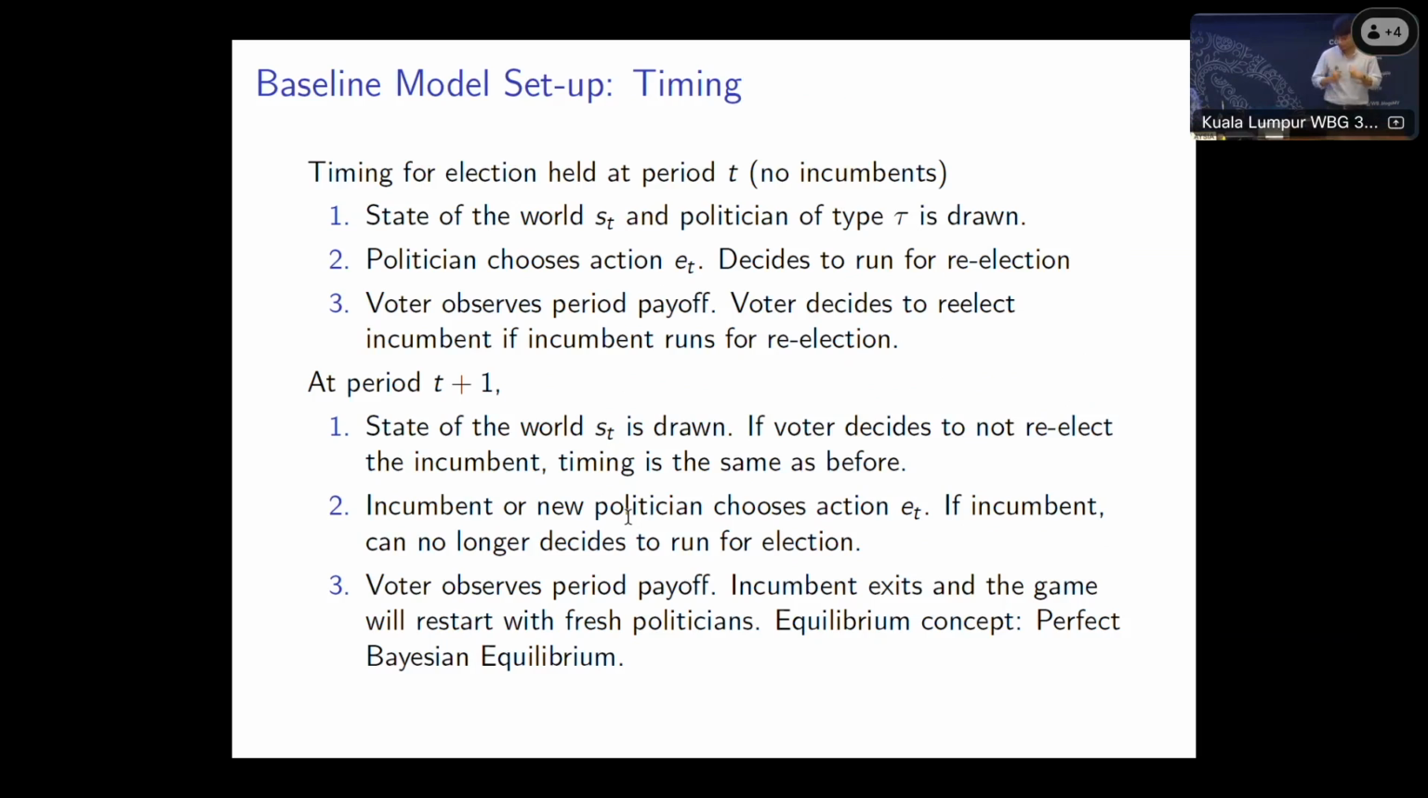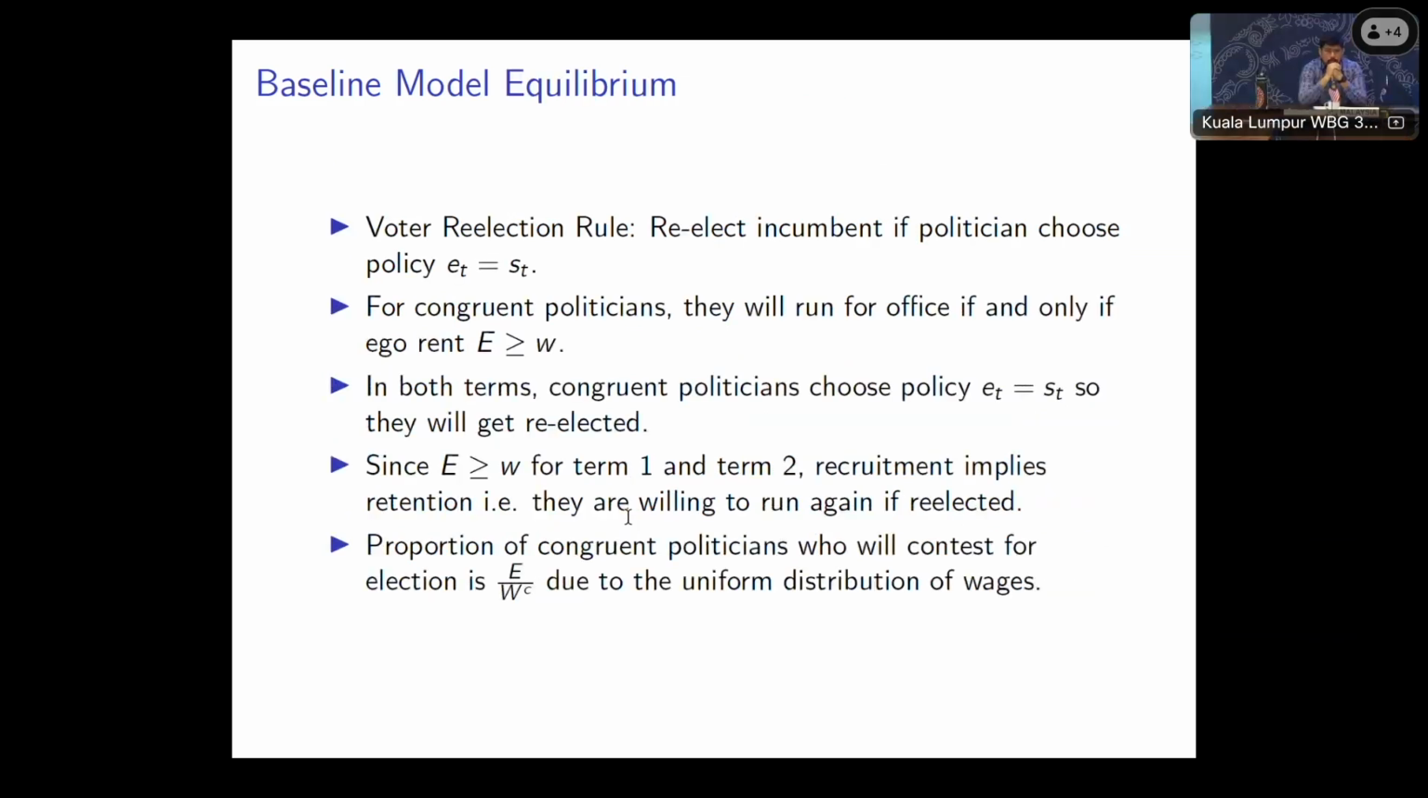The concept is the perfect Bayesian equilibrium. So this is the setup. As a voter, I only vote in the incumbent if he matches the state of the world. Exactly. So the re-election rule is that they re-elect the incumbent if politicians choose the policy. The rule can change, but what the PBE would be is that you have to assume this rule and then check whether or not this rule is optimal.